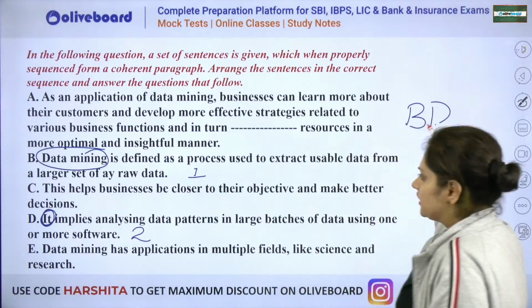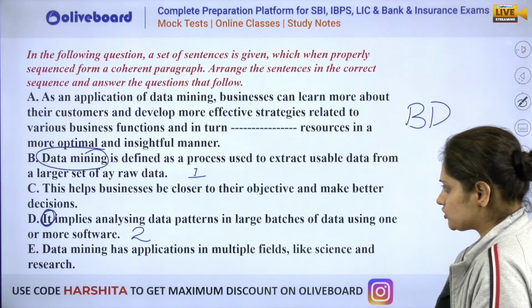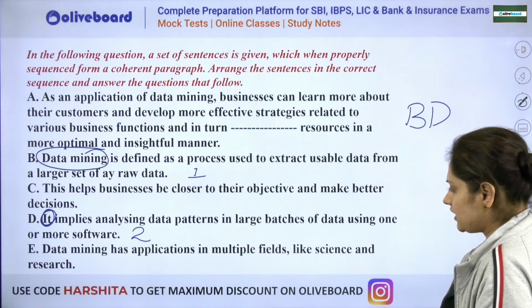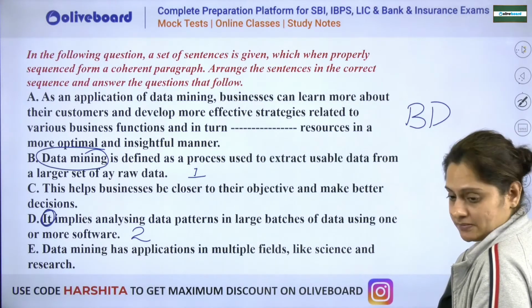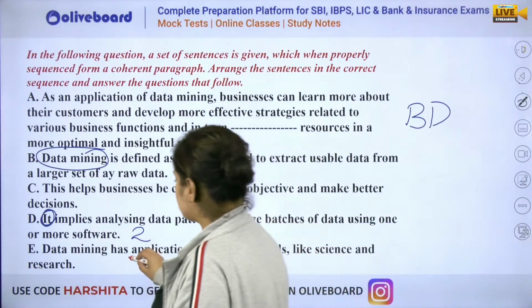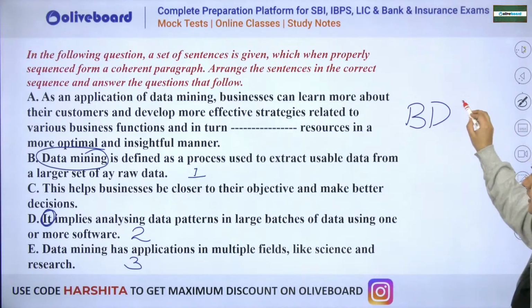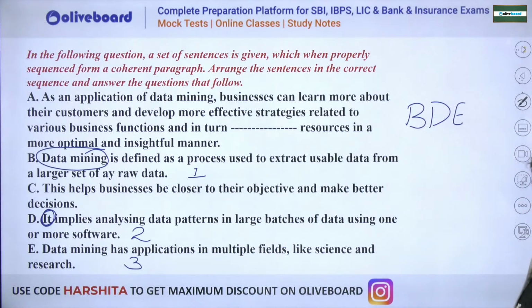Okay. It implies analyzing data patterns in large batches of data using one or more software. Okay, so definition is given together in B and D. Now where it is used, we are talking about application or usage. We start talking about the usage. Where is it given? E. Okay, so first E will come. You say na, has applications in multiple fields. Are you writing that? Has applications in multiple fields like science, research, many things, many places it is used.